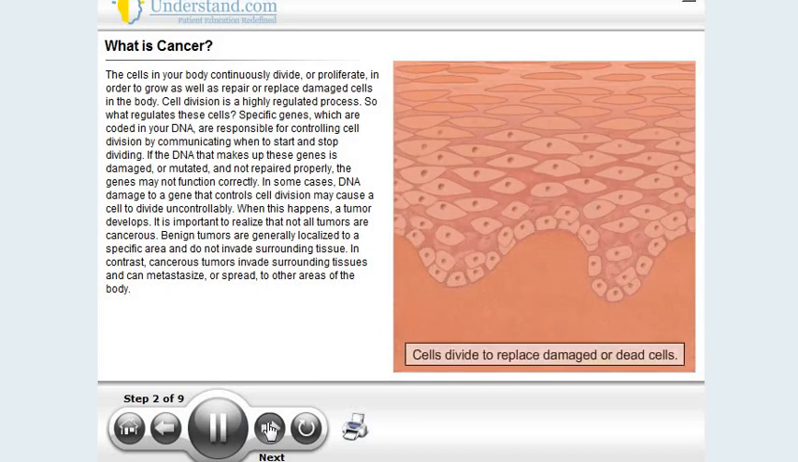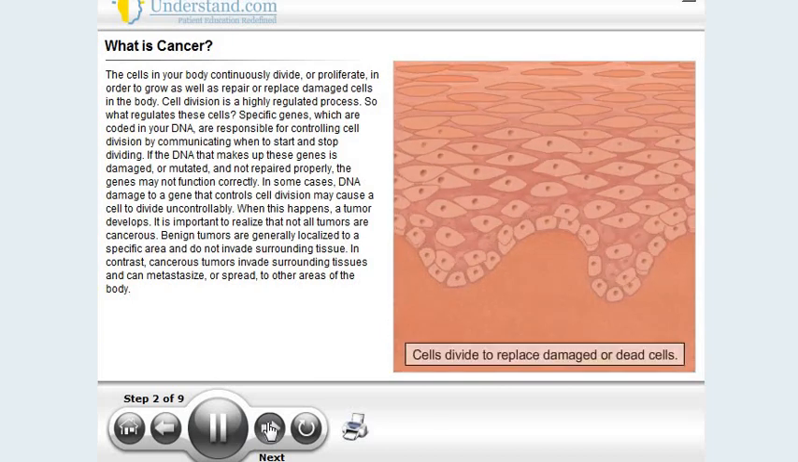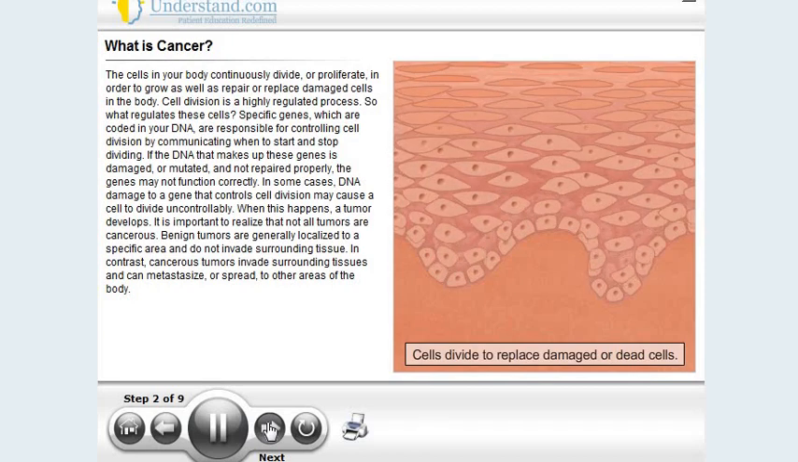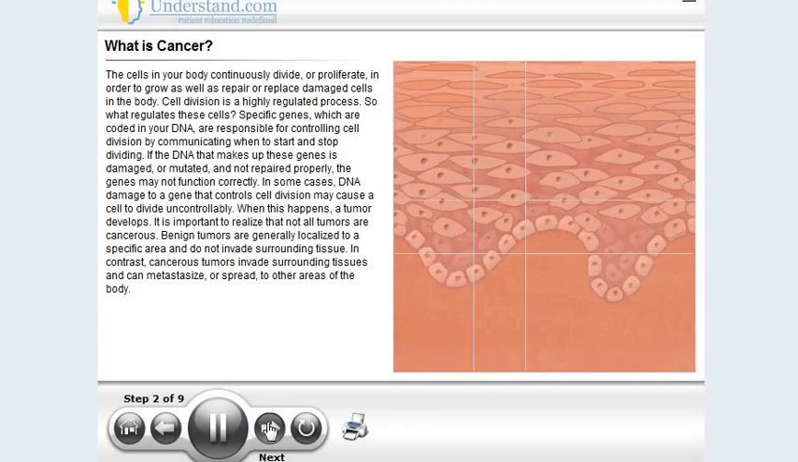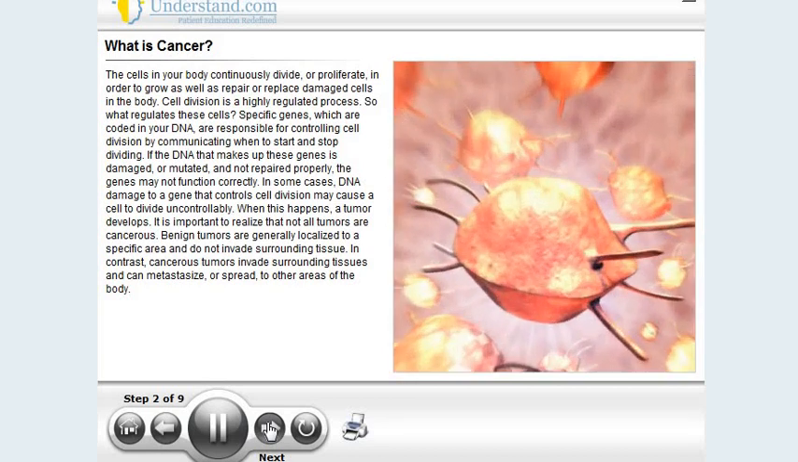The cells in your body continuously divide or proliferate in order to grow, as well as repair or replace damaged cells in the body. Cell division is a highly regulated process. So what regulates these cells?